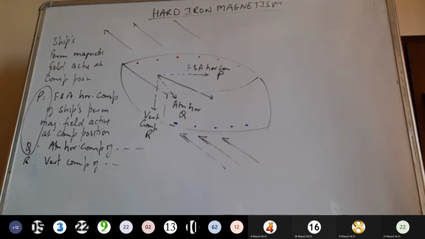Okay. So there is a sign convention which is used for these forces P, Q, and R. Force P is called positive if it is acting towards bow, and negative if it is acting towards stern. Force Q is called positive if it is acting towards starboard, and negative if it is acting towards port. Force R is called positive if it is acting vertically downward, and negative if it is acting vertically upward.